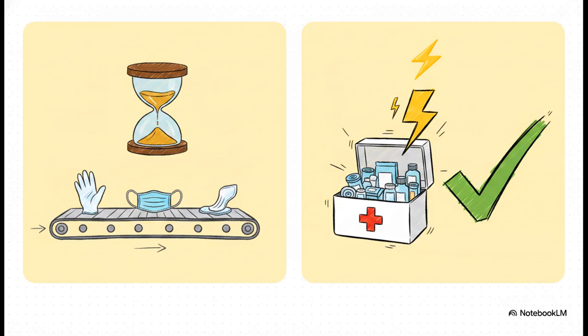Backflush costing eliminates that entirely. You simply wait until the entire medical kit is perfectly assembled, and then you deduct all the inventory simultaneously based on the bill of materials. It saves a massive amount of time and tracking effort.